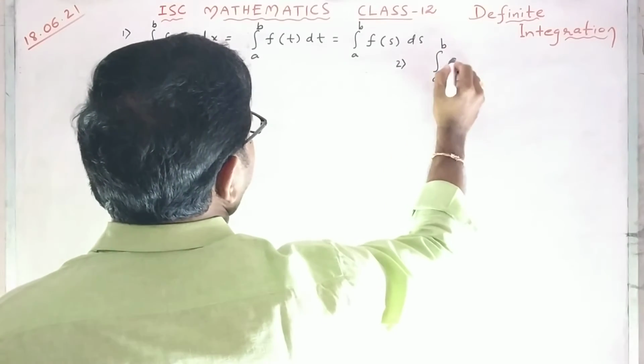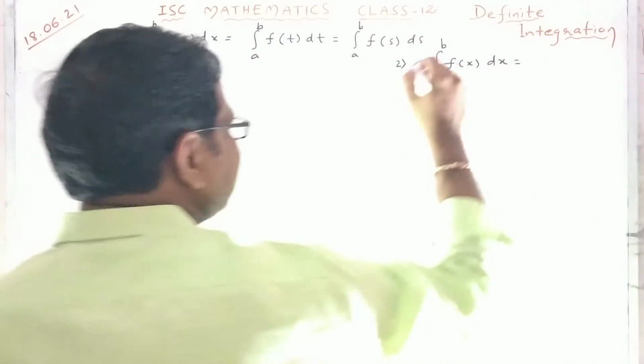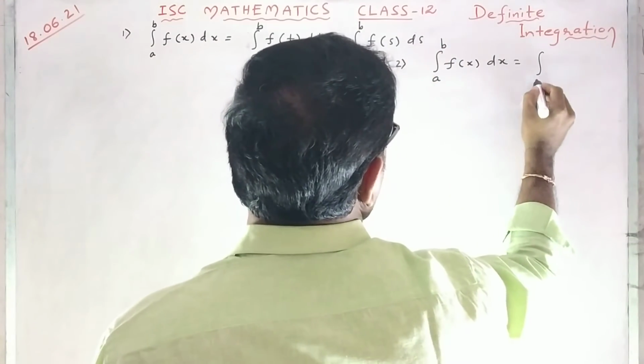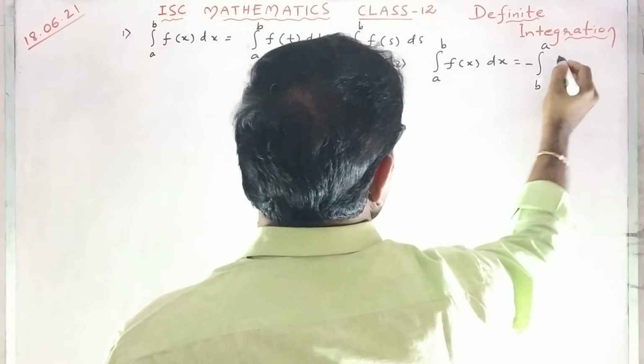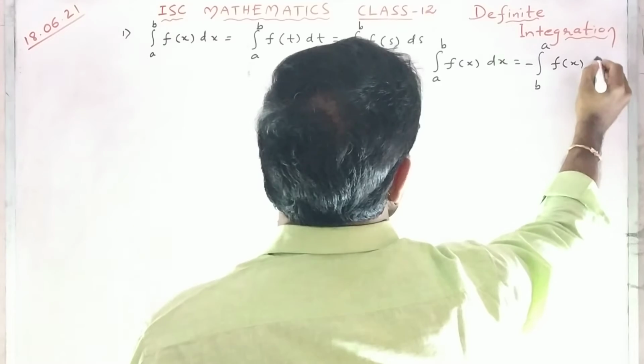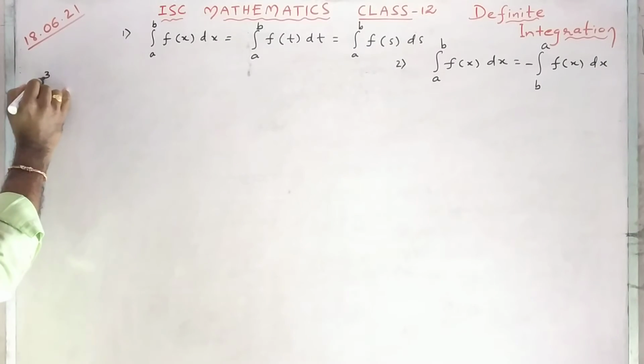Second property, integral a to b f of x dx equals, if you just interchange the limits, if you write b to a, the sign we have to change. The integration sign will be changing. Okay.